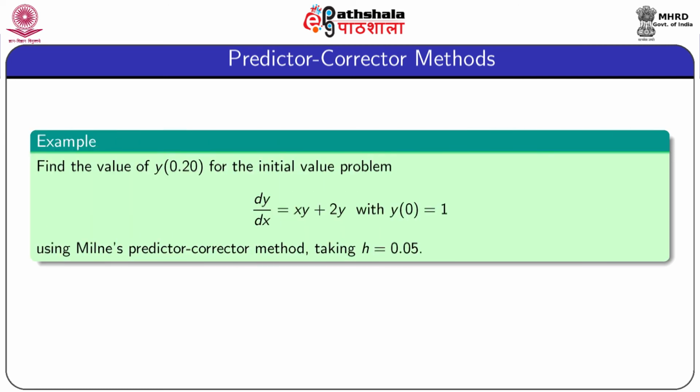Let us consider one example to illustrate the Milne-Simpson predictor corrector formula. In this problem, the differential equation is dy/dx = xy + 2y, that means f(x,y) = xy + 2y, and the initial condition is x = 0, y = 1. Our problem is to find the value of y at x = 0.20.